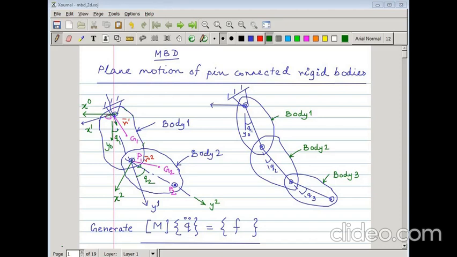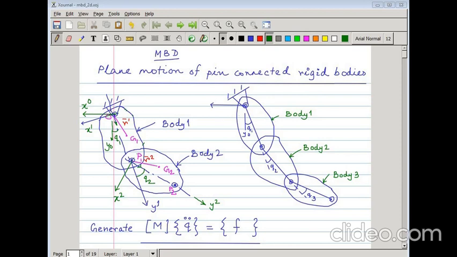So, hello, this is the first multibody dynamics analysis which we will attempt, and here our objective is to learn how the governing equations are automatically generated in a computer program. So in this case we are considering plane motion of pin jointed bodies.